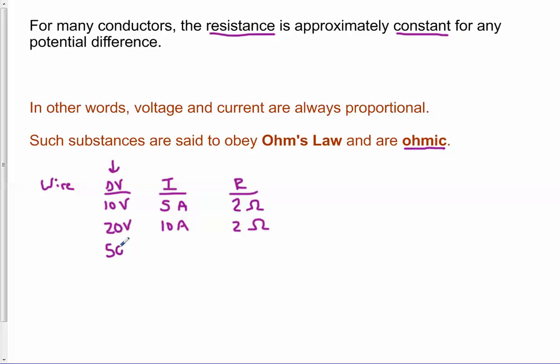If we kicked it up to 50 volts, so times 5 the original, then the current would be multiplied by 5, which would be 25 amps, still a 2 ohm resistance. So the delta V and the I are proportional to each other the whole time, and you always get the same R. So R is a constant, delta V over I is constant.